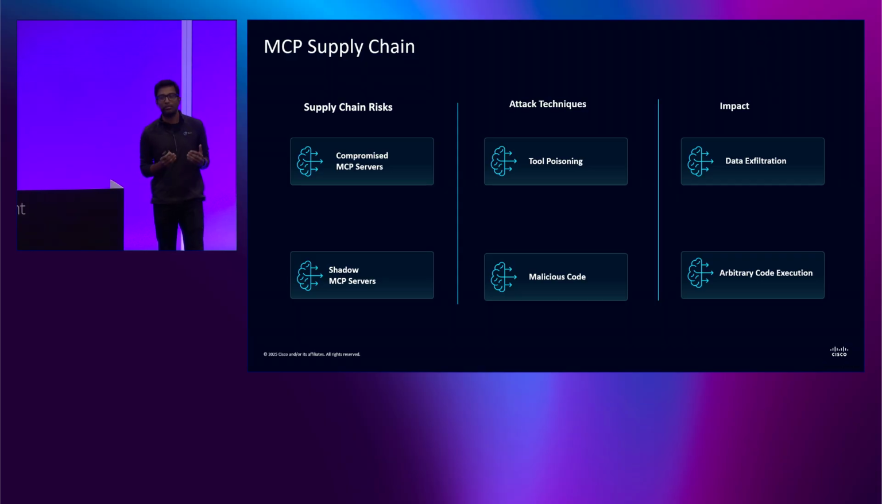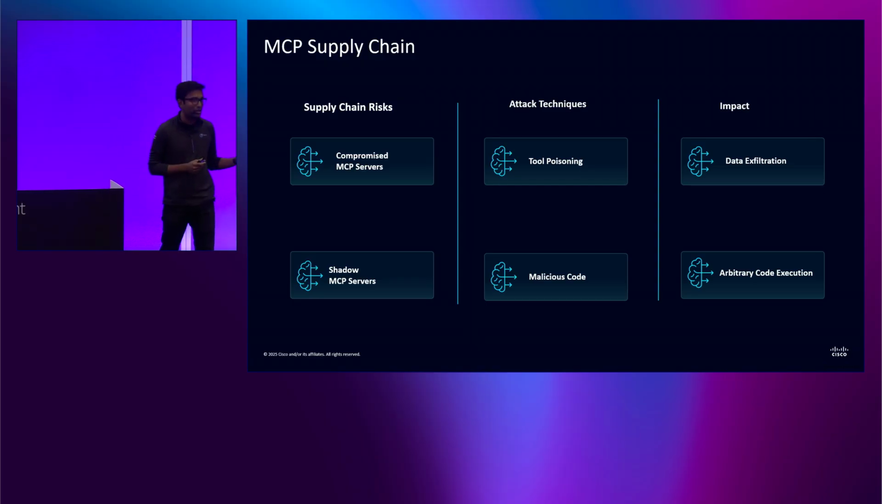If you think about it, MCP is nothing but a piece of software with natural language semantics built into it. There are two main risks with MCP: one is the compromised MCP server, and the second is the use of a shadow MCP server. I'm sure we all are downloading and installing MCP servers from the internet and from third-party marketplaces, and many of us don't do any kind of validation or verification of these MCP servers before we actually use them. That imposes inherent risks with respect to the supply chain.